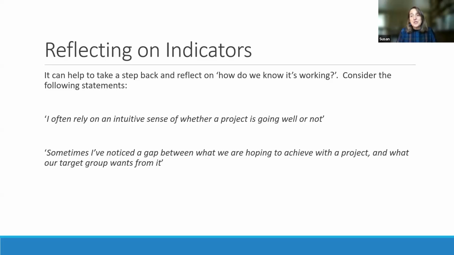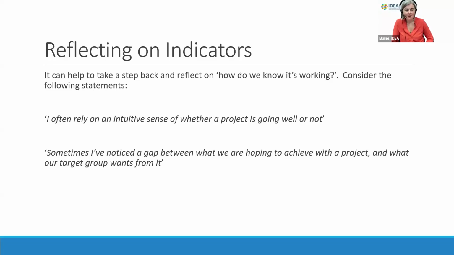So don't throw your intuition out the window just because you're doing a results framework, but think, what does that actually look like? What do you think about that, Elaine? Have you noticed anything there? Yeah, I think it's really important. I think as an educator you do have a sense of intuition, a sense of something that's going well or not.